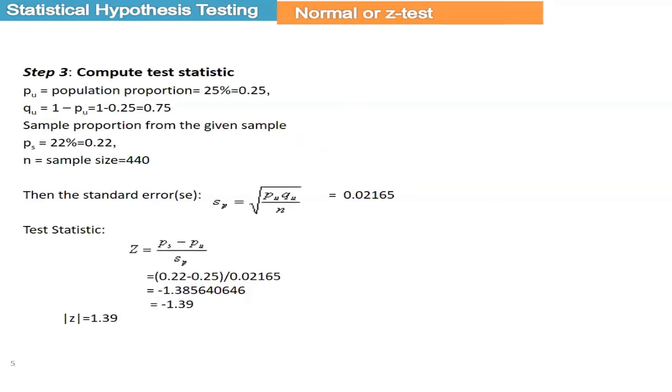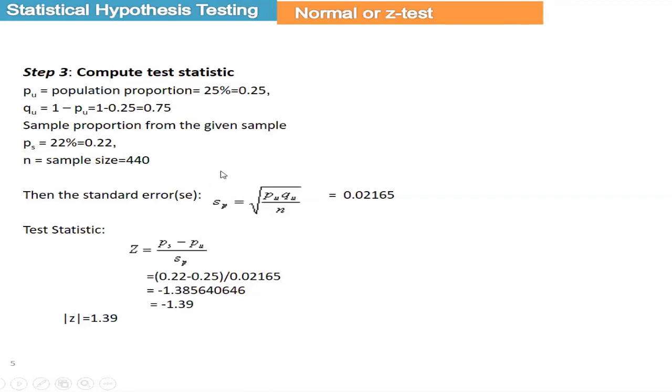In step 3, we have to make the calculation, which is the very important part, to calculate the test statistic. For the proportion test, we have to find the population proportion denoted by PU, which is 25%, equal to 0.25, and we need QU, that is 1 minus PU, which will be 0.75. The sample proportion is denoted by PS; from the sample we got 22%, that is 0.22, and the sample size is 440.